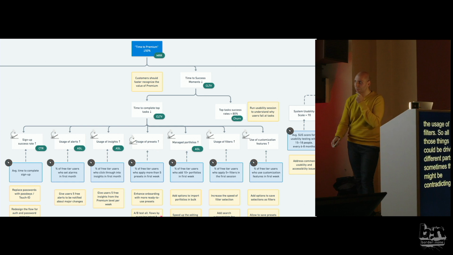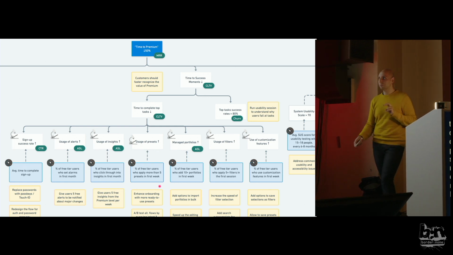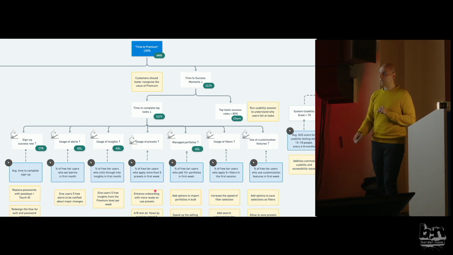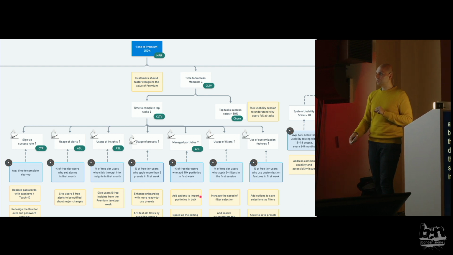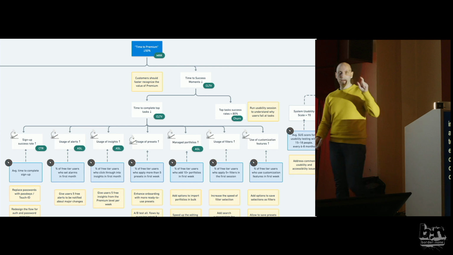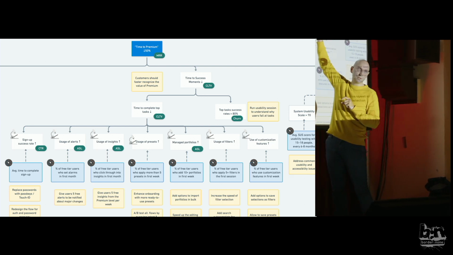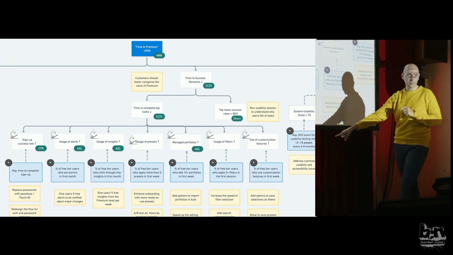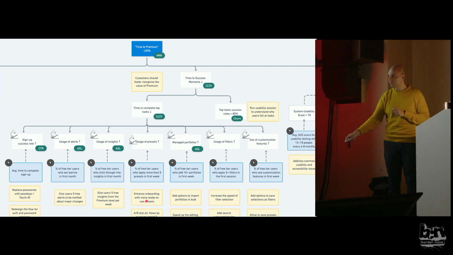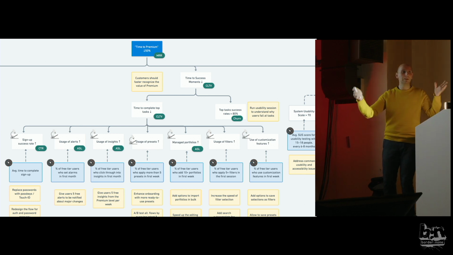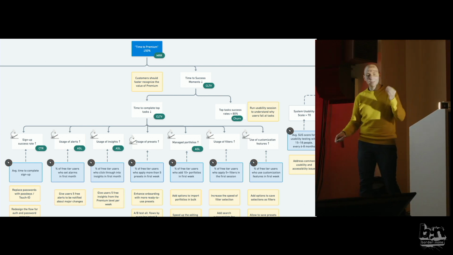And then here at the very bottom, you see the design initiatives that we are suggesting to improve that. Enhance onboarding, add options, and so on. And here in between, this is the glue. This is the glue between the business goals you have on the top and the design initiatives you have at the bottom. Because whenever we're suggesting something, we need to make sure we track the impact of it. It's not just, let's move pixels around. We need to track the impact of that.